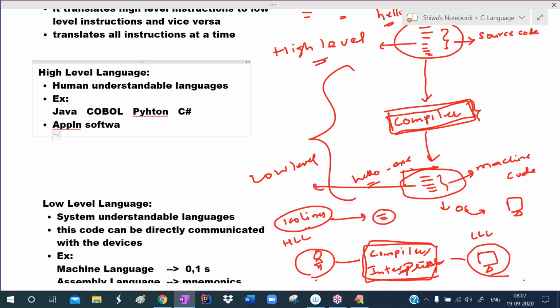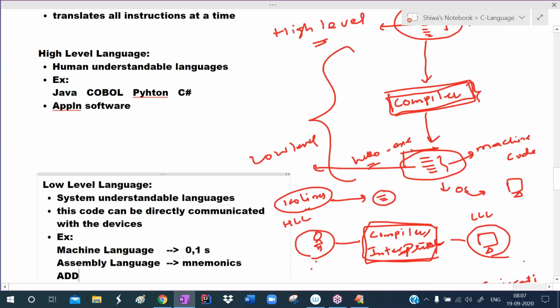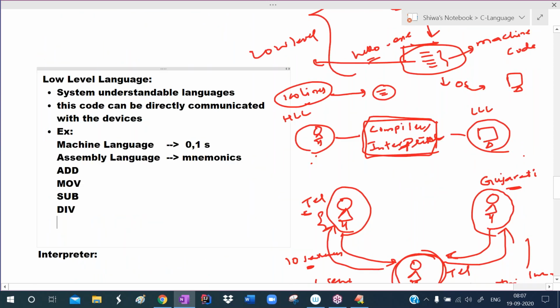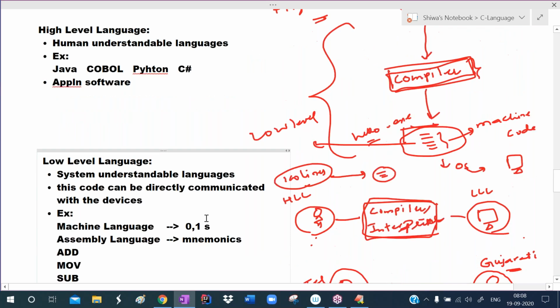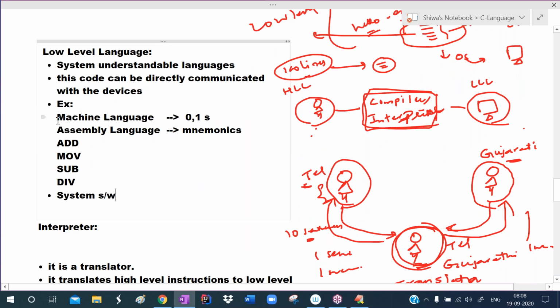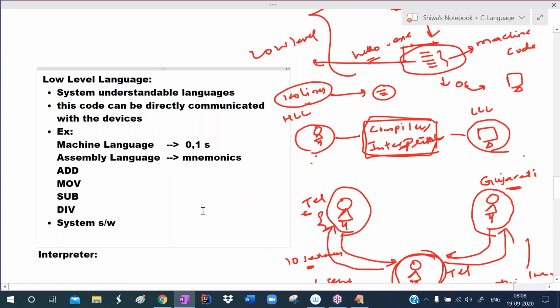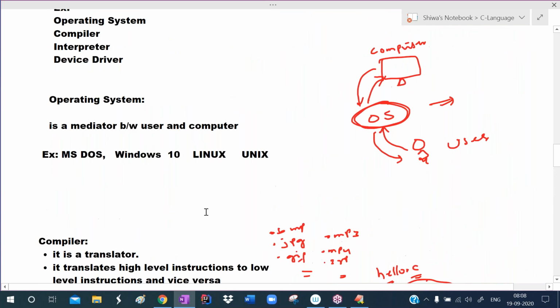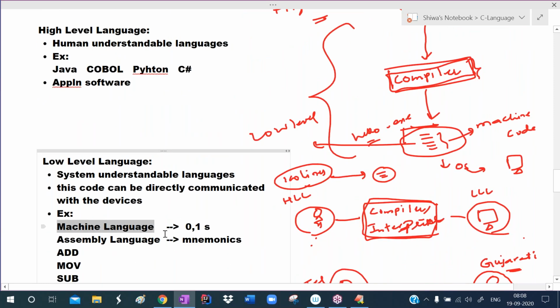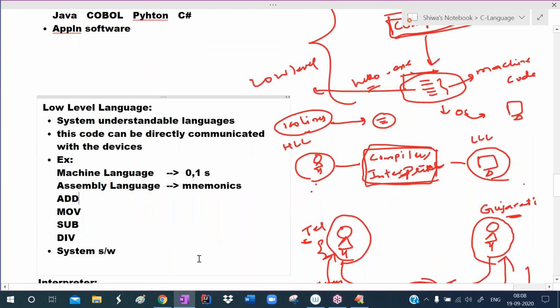Using high level languages we develop the application software. To develop the application software, high level languages are suitable. To develop the system software, low level languages are suitable. Once upon a time we were using machine language and assembly language to develop system software, but nowadays to develop low level operating systems, compilers, and interpreters, we are using C++ only. After the introduction of C++, these low level languages became outdated. In very rare cases we use them.